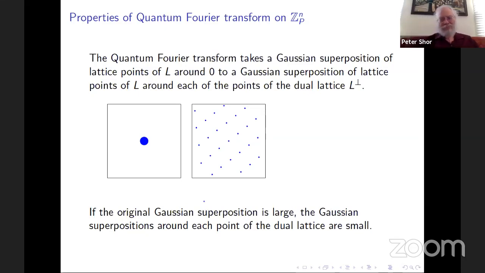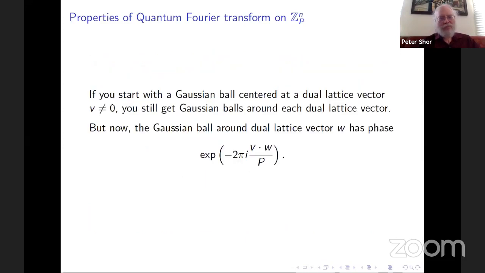Okay. And I should say that the standard deviation of the large ball times the standard deviation of the small balls is equal to n over 4 pi. I don't know if I put that equation in, but I should have if I didn't.